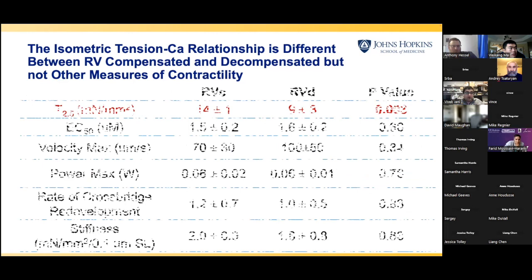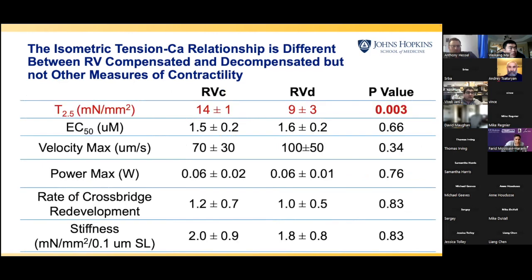To bring the point home, you can see a table comparing each of the different measurements between the two groups. And again, the only significantly different one was isometric tension.